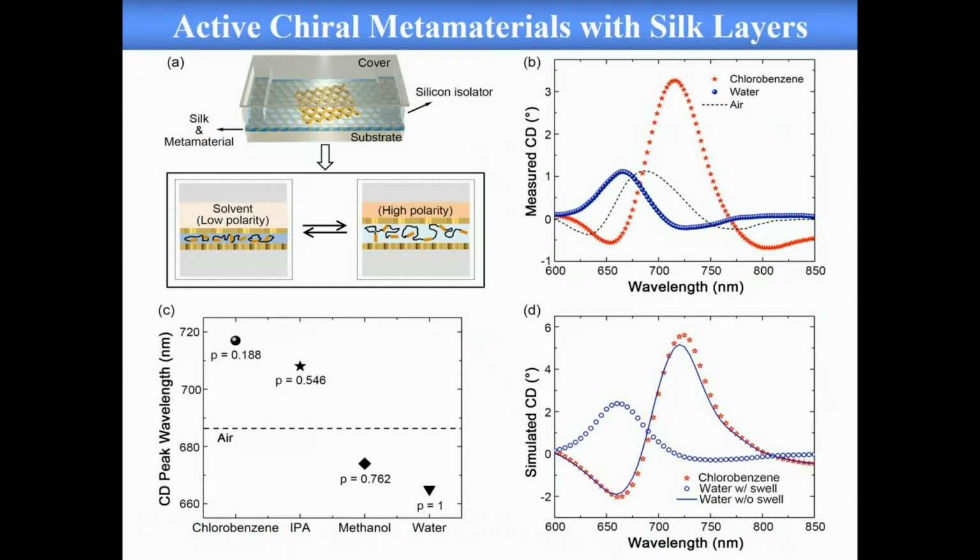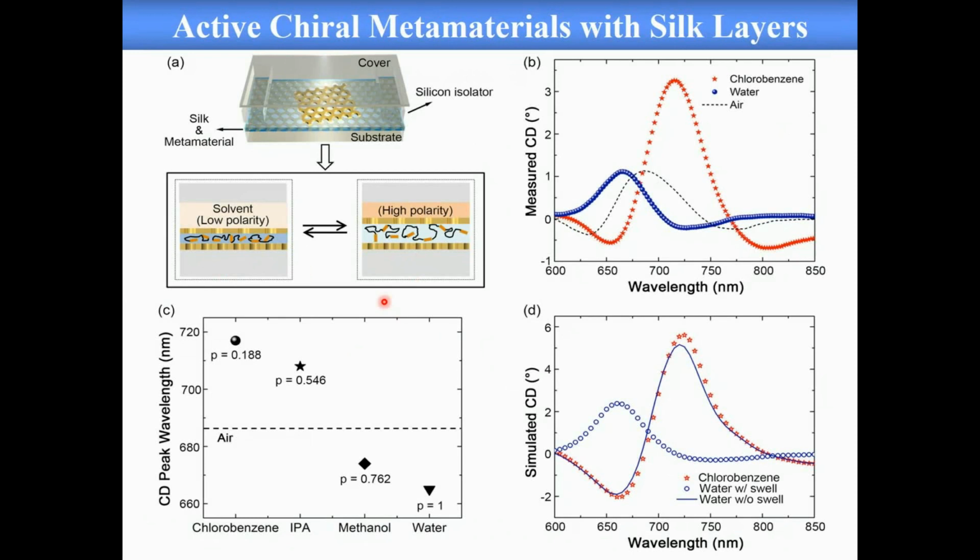So what can we do with this? This gives you another opportunity for sensing or active control of the chiral signal. For example, if this intermediate layer is a functional material, here it is silk. Silk is very interesting because the silk thin film can change its shape depending on what kind of solvent it is exposed to. If the solvent has low polarity, it will shrink. If it has high polarity, it will expand.